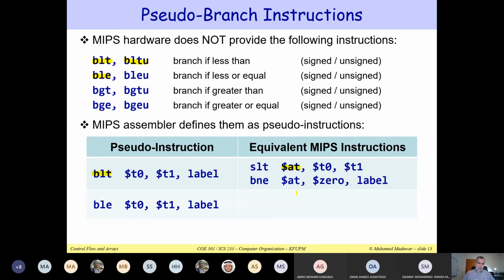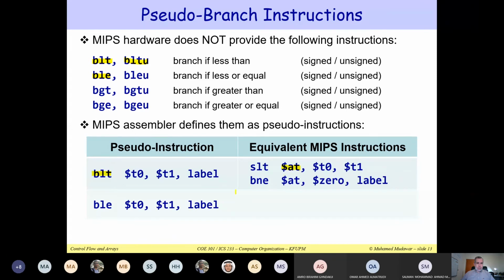So sometimes for some pseudo instructions, the assembler needs an extra register, and this extra register is the assembler temporary. It is reserved for the assembler to use to translate pseudo instructions into equivalent MIPS instructions. So the programmer should not use the assembler temporary. Now, set less than is going to write true or false. So if T0 is less than T1, it's going to write 1. If it is false, it's going to write 0.